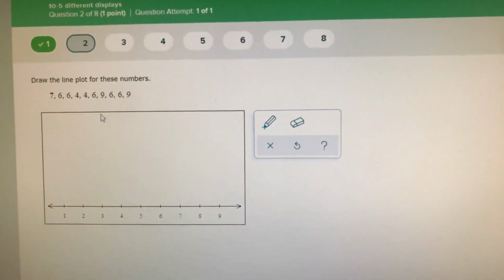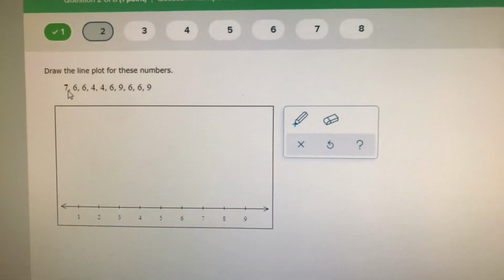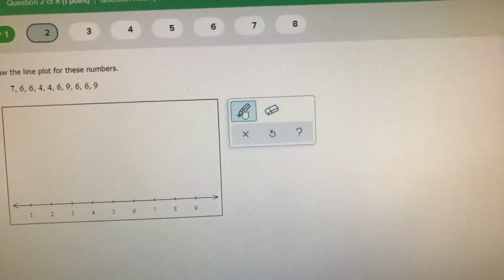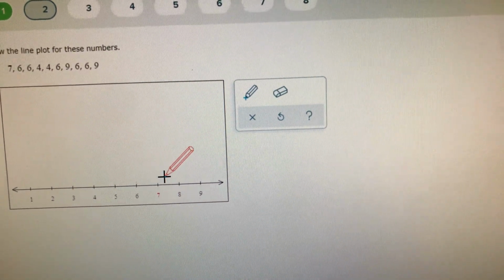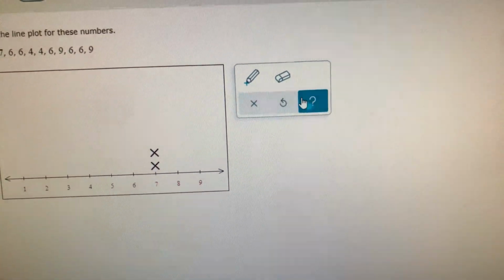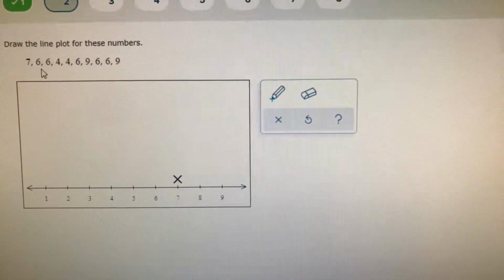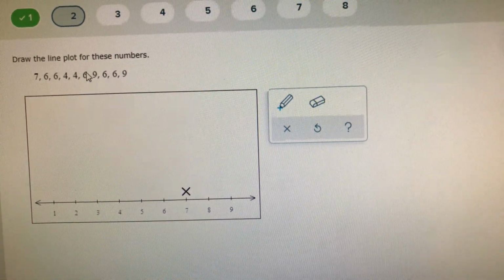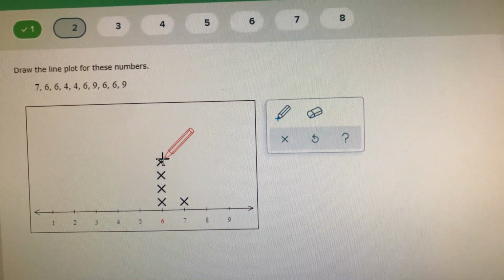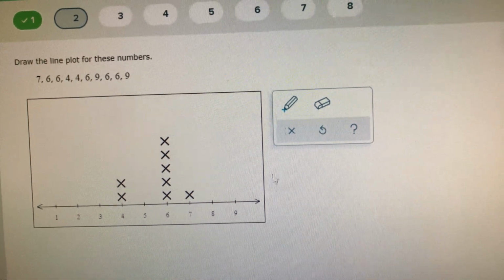Question number 2 is to draw a line plot, and that really is just where we put X's. I have a 7, and if I look through there, I only have one 7. So I go to 7, press this button to put an X, and press above it, and it puts an X. If I make a mistake, like accidentally putting 2 X's, I go to the eraser and erase one. Then I see a 6. Now, I see 1, 2, 3, 4, 5 sixes, so I need to put 5 sixes. I have 2 fours, and I have a 9.